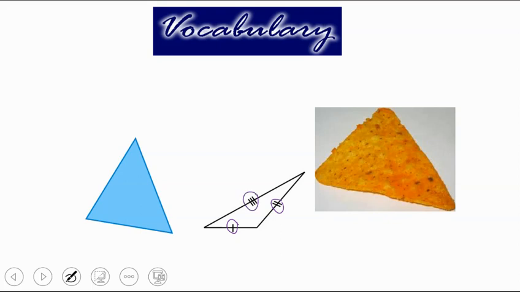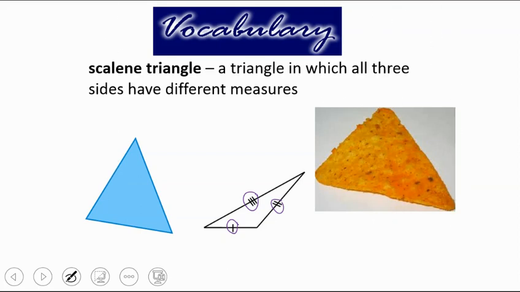This side has 3 tick marks. So that middle triangle there, each side has a different amount of tick marks. That means each side is different. None of those sides are equal. So in this triangle, we have 3 sides that are not equal. That is what we call a scalene triangle. A scalene triangle is a triangle in which all 3 sides have different measures.